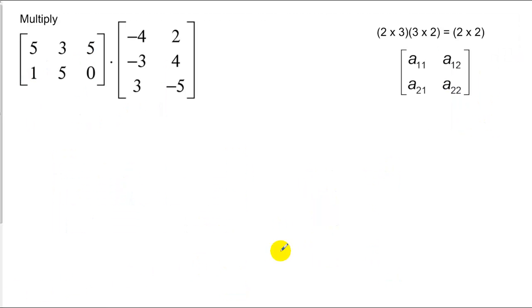Let's go ahead and do another one. I notice I have a 2 by 3 multiplied by a 3 by 2, so it's okay to go ahead and multiply those. We get a 2 by 2 as an answer. So I'm going to find these elements. Again, we're going to do a dot product on these. We're going to go with the first row, first column terms and dot those. So here's the first row, first column.